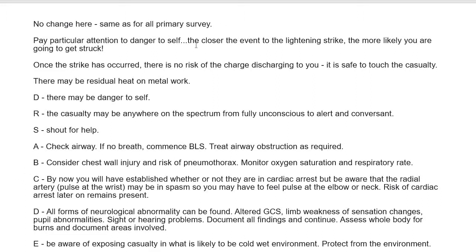So in terms of what I put here, the closer the event to the lightning strike, the more likely you are to get struck. Once the strike has occurred, there's no risk of the charge discharging to you. So you can touch and you can assess a casualty without being at risk of receiving any injury from any active current. There may be residual heat on metalwork.